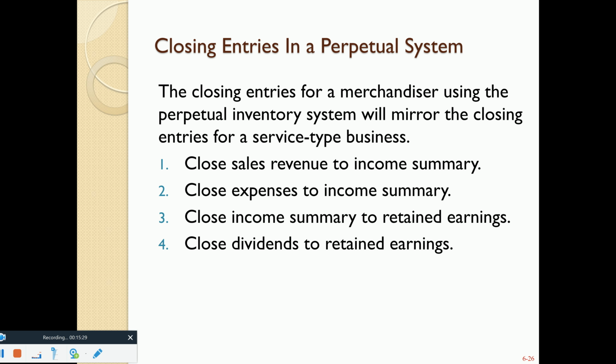Now, the closing entries, just like we learned in a prior chapter, we're going to close out the revenue account, called the sales revenue account, to income summary.